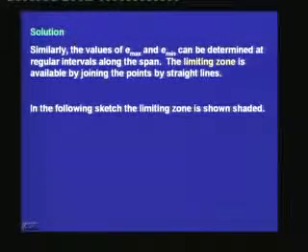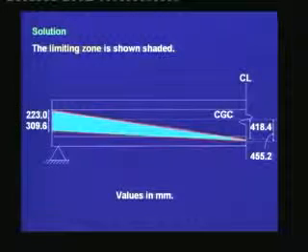Similarly, the values of E max and E min can be determined at regular intervals along the span. The limiting zone is available by joining the points by straight lines. In the following sketch, the limiting zone is shown shaded.